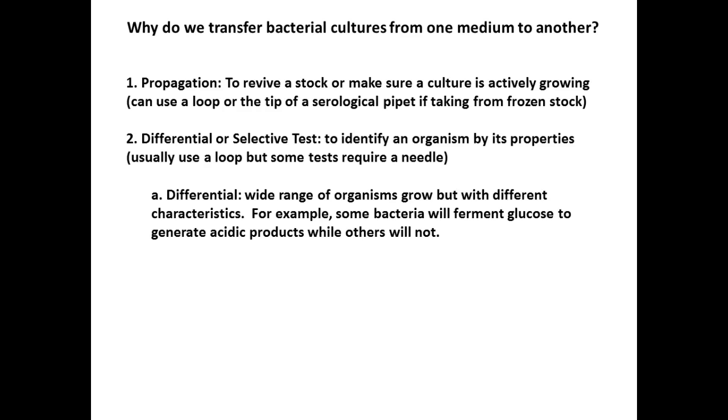For differential or selective tests, again, we're going one step further. We're actually helping identify different properties and select for different groups of organisms. But same thing, we're going to inoculate it, right? We're going to put organisms in that environment and see what happens. Sometimes we may need a needle, right? In this case, it's this long, with nothing at the end. Today we're going to be working with the loops. At the end of the metal is a little loop which helps you pick up the organisms. It's a little bit more surface area than just the tip of a needle.